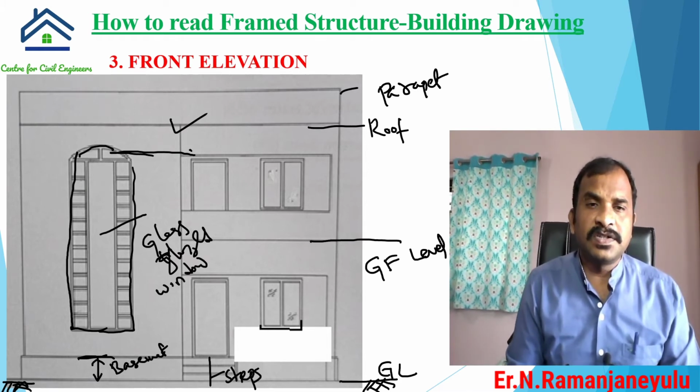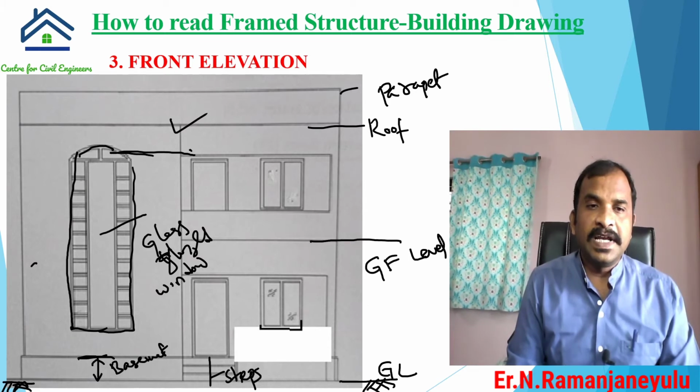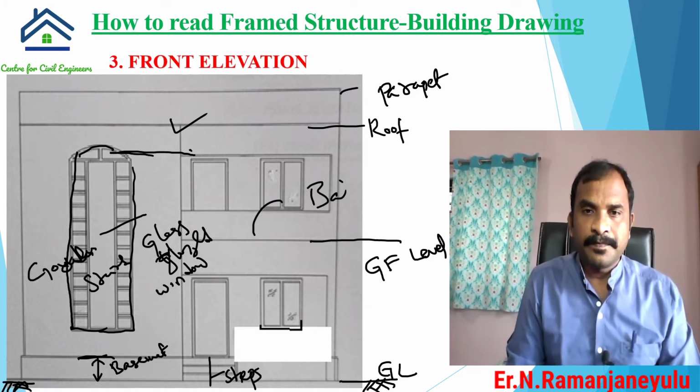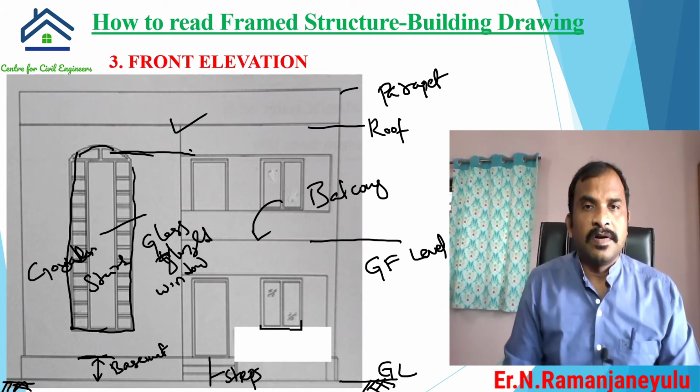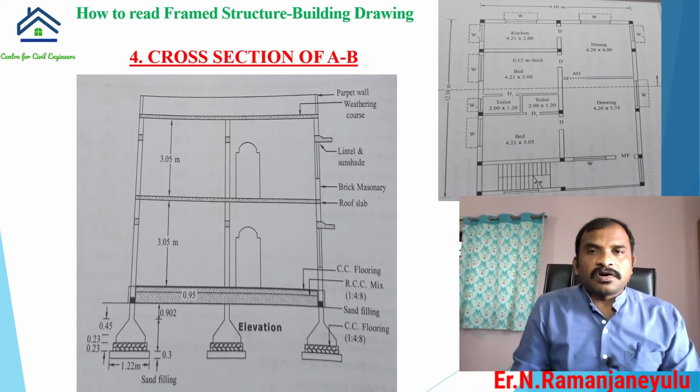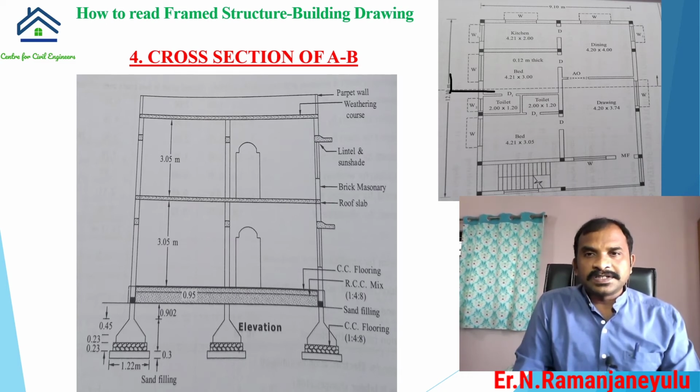From this we can have good ventilation at the staircase. This is the balcony at the first floor. This is about the front elevation. Next section. This section is drawn from section A to B. This is the section line.